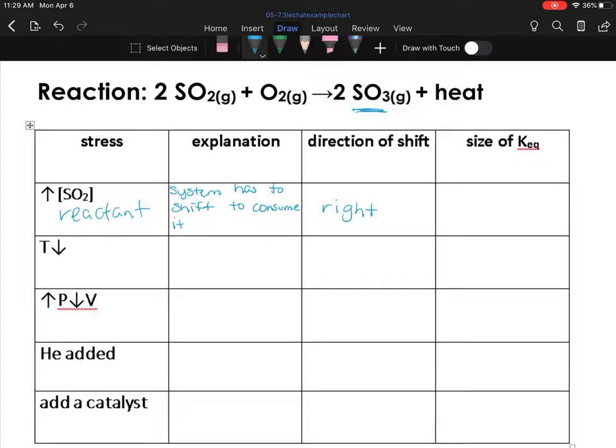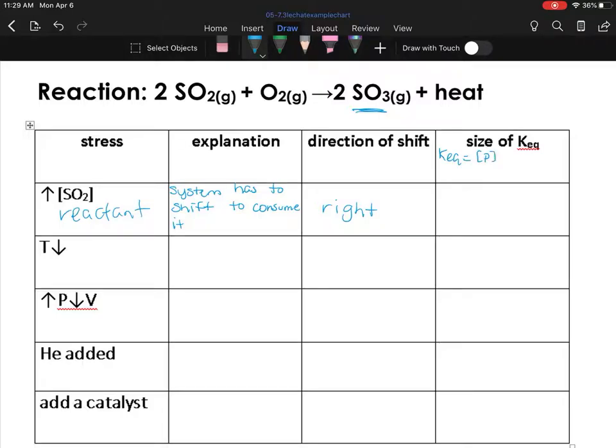Okay, so sometimes people like to think of it like you're balancing it out. So if you increase something on one side, then you have to increase the substance on the other side because then that balances it out. That's fine to do as well. If you're into just the opposing changes, that works well too. So you increase the concentration of SO2. What's the opposing change? Decreasing it or using it up.